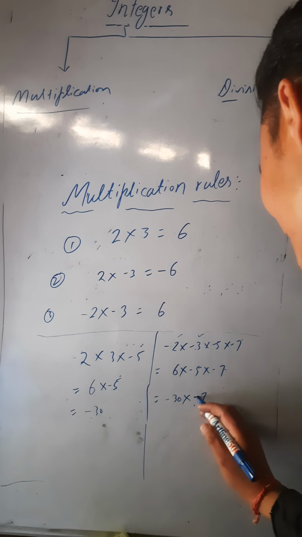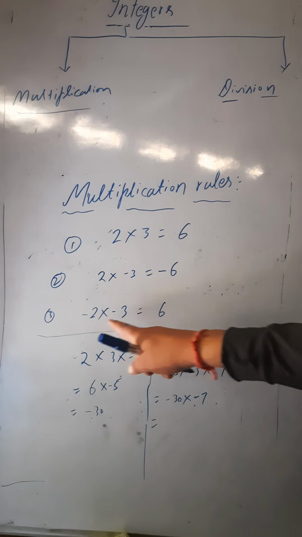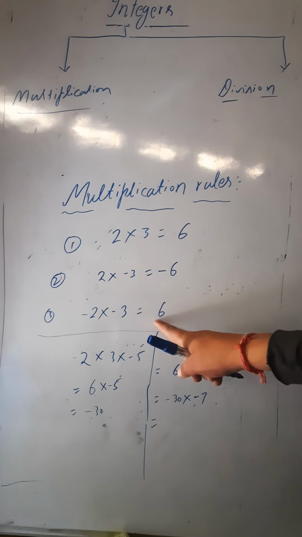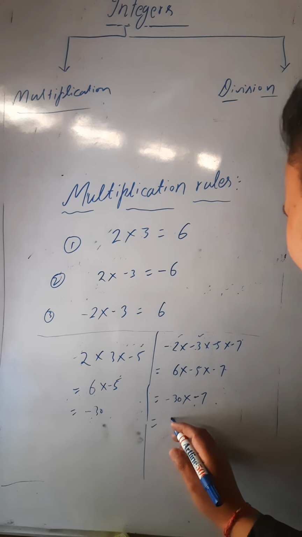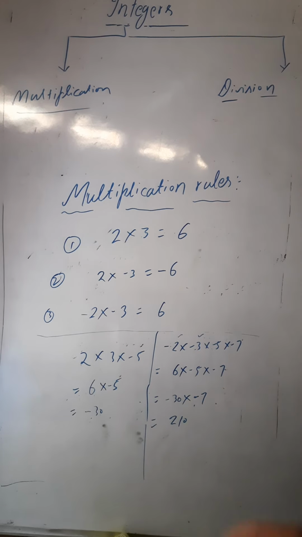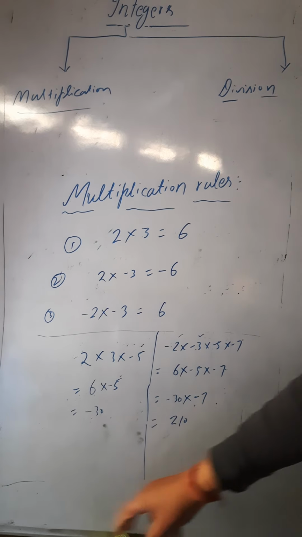Minus 7. Now again, both are negative integers. When both are negative integers, the sign is plus. So it will be 30 7s are 210 and the sign is plus. So this is how you can solve the questions related to multiplication of integers. So these are the questions related to the multiplication of integers.